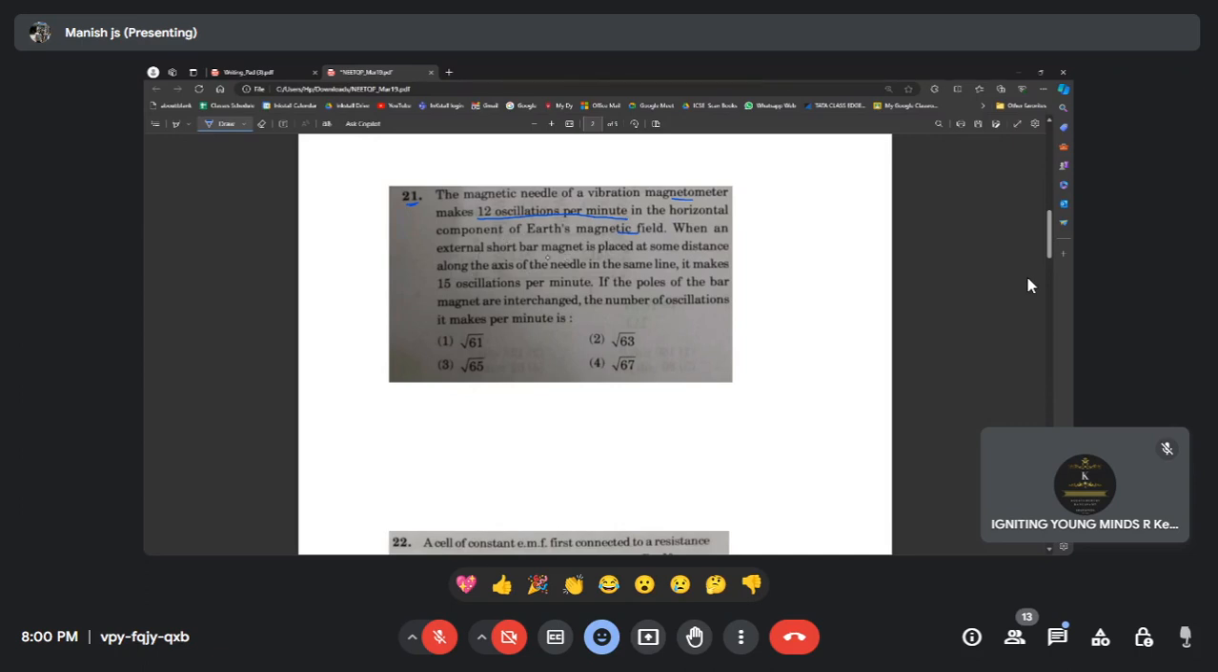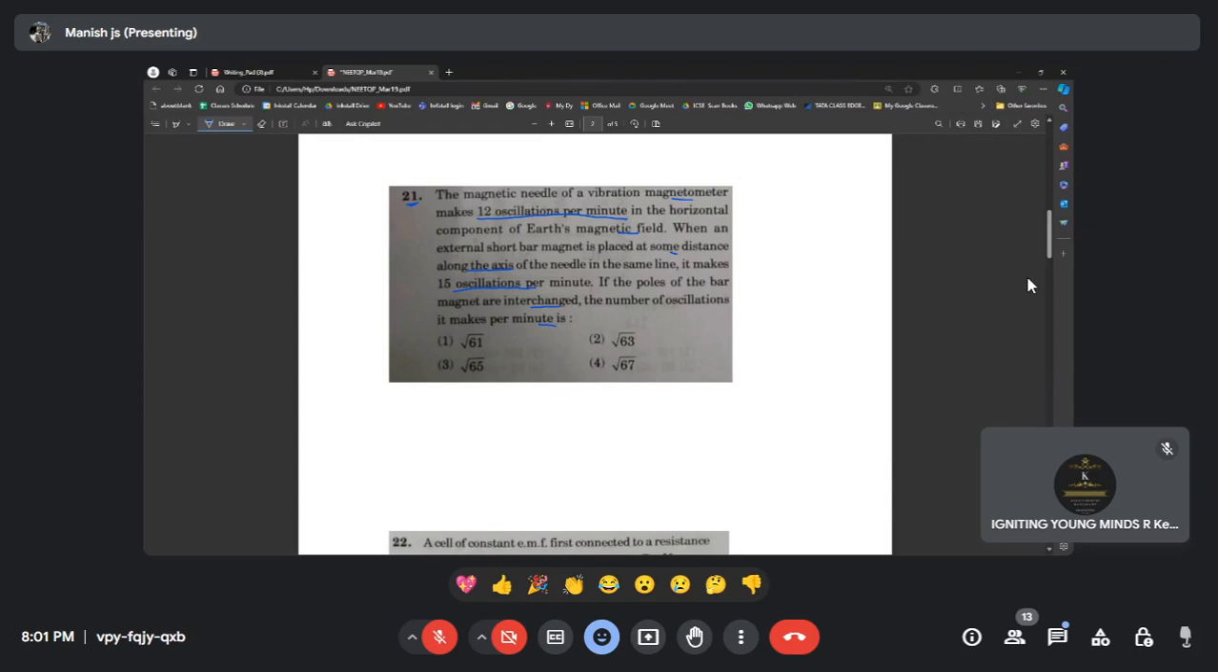And when an external short bar magnet is placed at some distance along the axis of the needle, so they are placing it along the axis of the same line, it makes 15 oscillations per minute. Look here, it is changing. Previously it was 12, and once it is placed at some distance along the axis, you can see the oscillations per minute change to 15. Okay, if the poles of the bar magnet are interchanged, that is north becomes south and south becomes north, then what would be the number of oscillations that it makes per minute is the question.